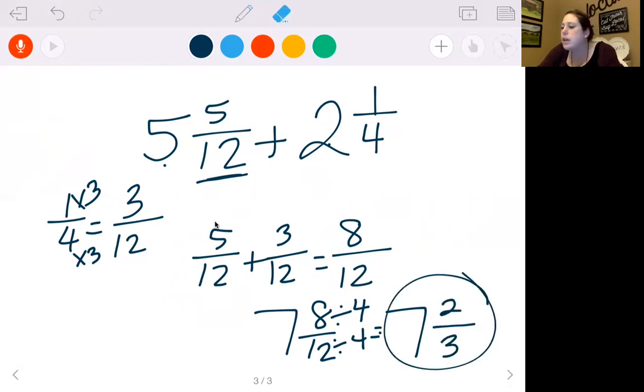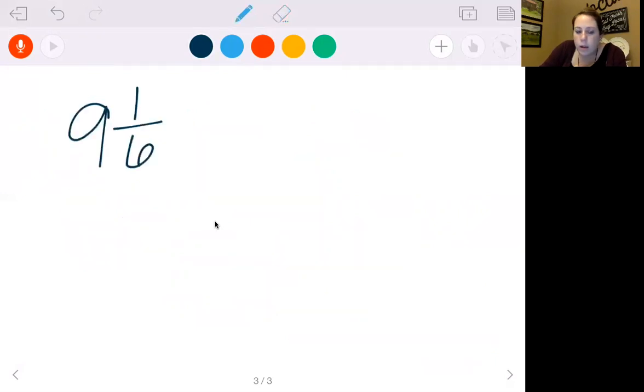Let's try some. Let me figure out what you're going to do today. Okay. Let's do another one. Let's do 9 1/6 plus 2 3/4. Now look at 6 and 4. I don't have one where I can do 4 times something equals 6. However, I do know that the LCD can be 12. So let's do 1/6 equals something over 12 and 3/4 equals something over 12. We're going to change them over to have a like denominator.